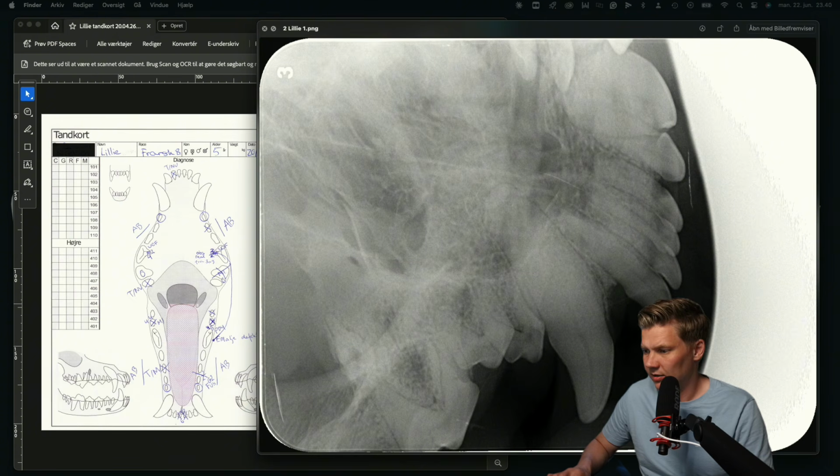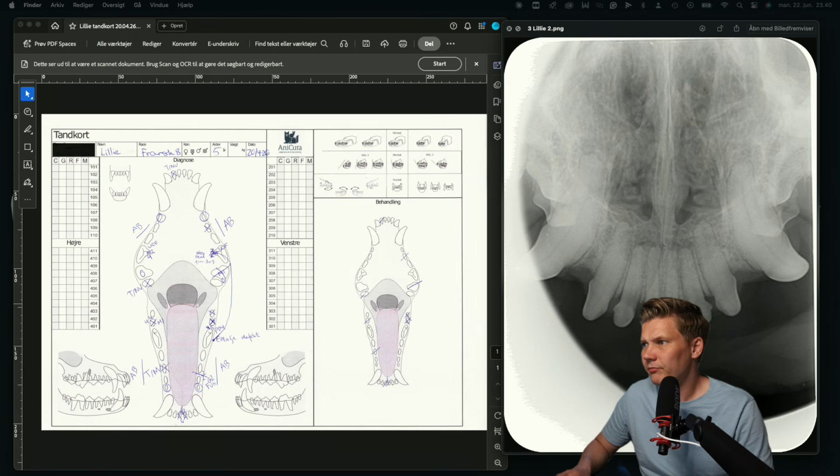Let's check out the next x-ray. So this x-ray, it looks fine. The way we determine if a tooth is non-vital or not is often by looking at the diameter of the pulp canal.